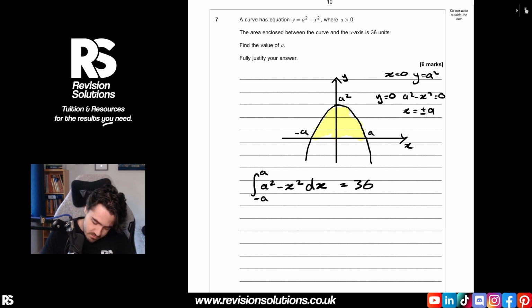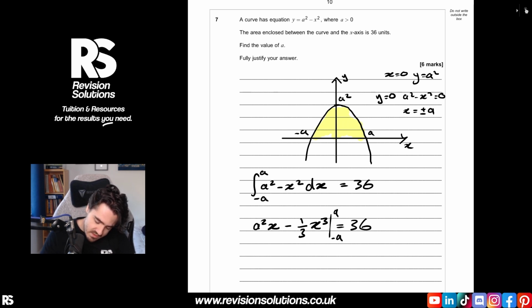So doing the integral, a squared is just a constant, so integrating that would just be a squared x. Then x squared, integrating that, increase the power by 1, divide by the new power. That would give us minus a third of x cubed. And then all that must equal 36. Oh, and sorry, with the limits between a and minus a.